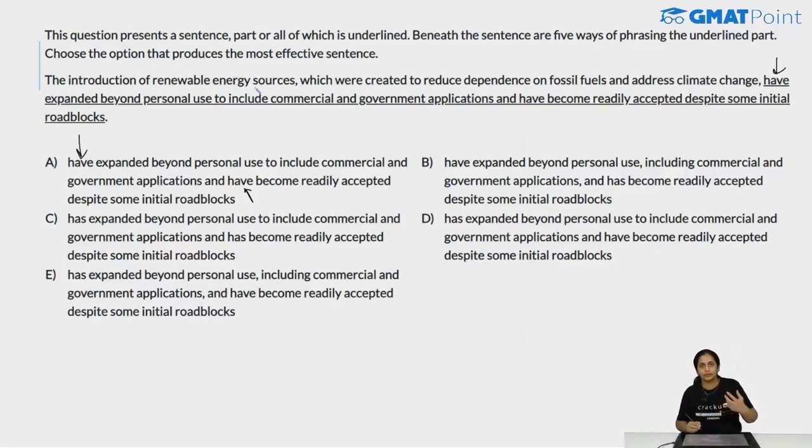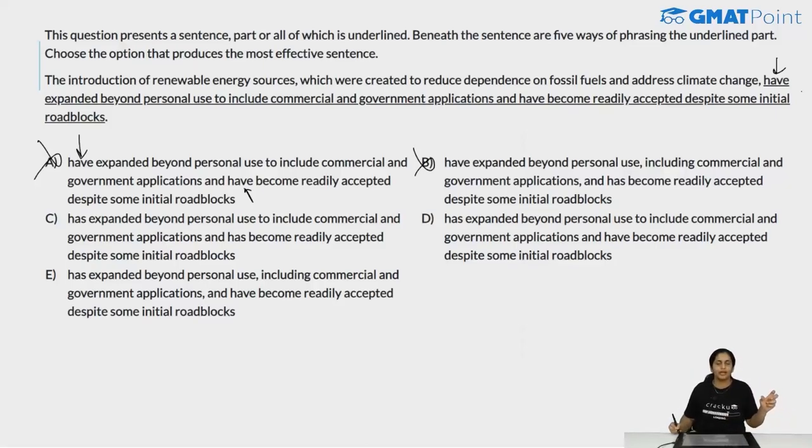So, introduction of renewable energy sources, this is a singular noun. It refers to the introduction, and introduction is a singular act. So, it's a singular noun. So, this should be has. So, we can eliminate all options which have have at the start. So, have is eliminated. Has expanded beyond personal use to include commercial and government applications and has become. And basically, this has, because you have parallel structure, has expanded and has become readily accepted.